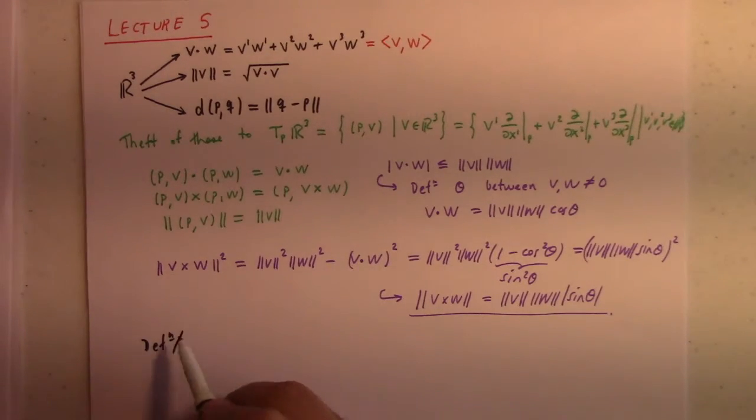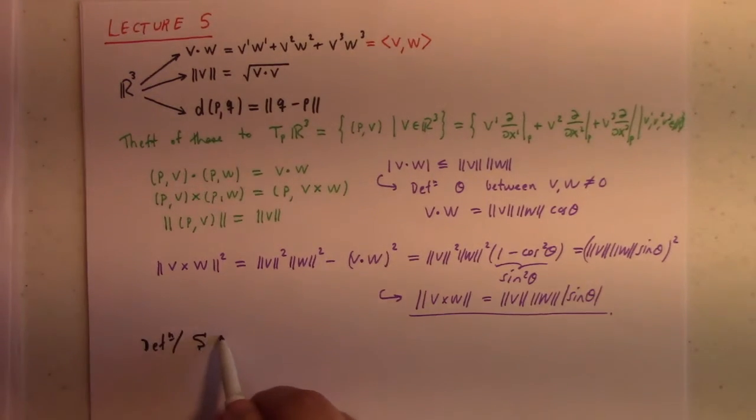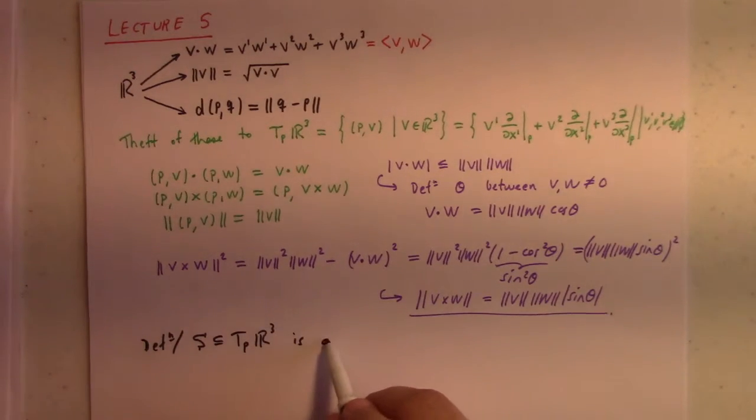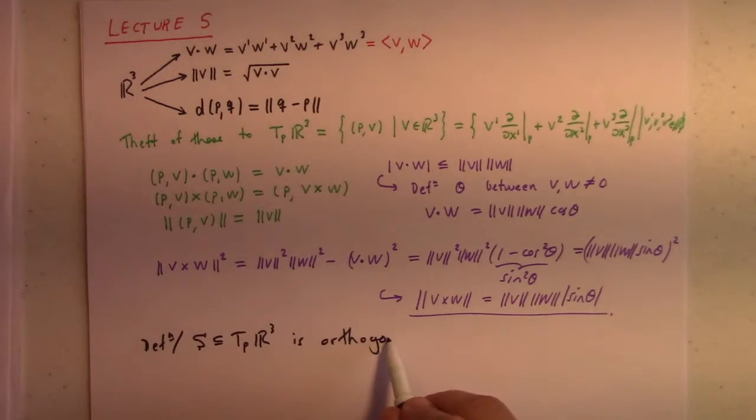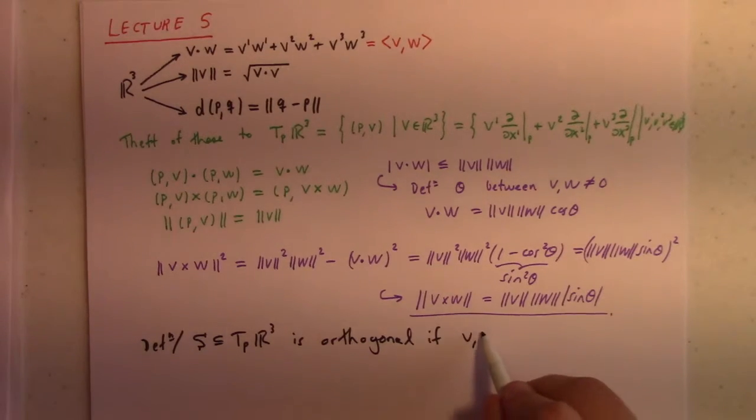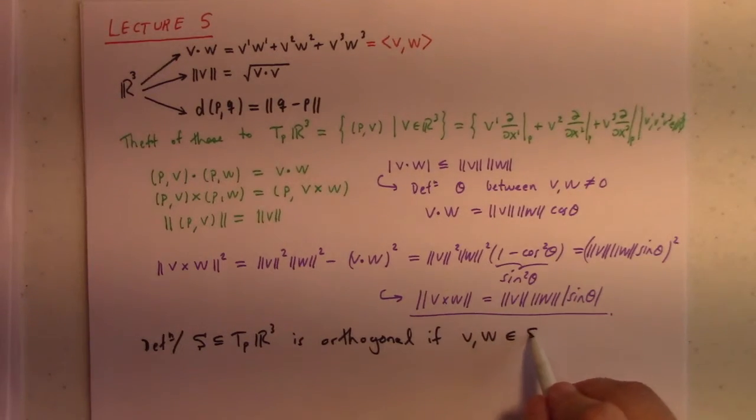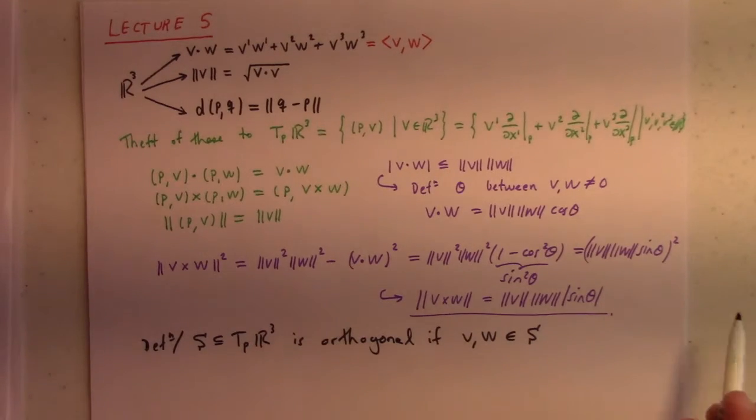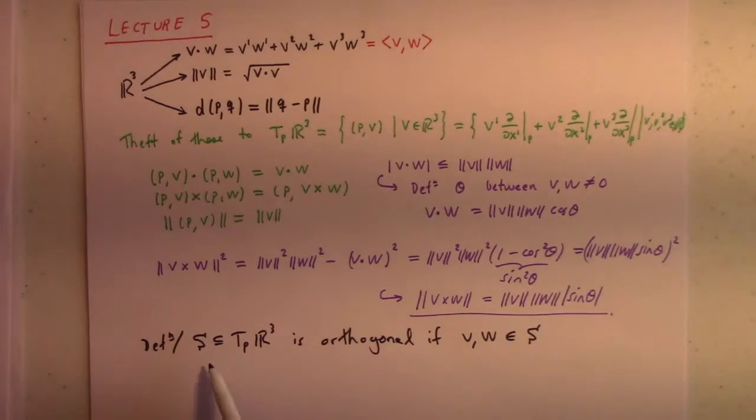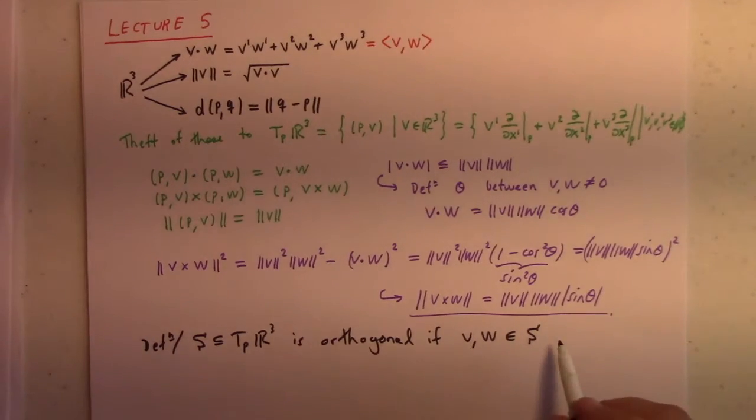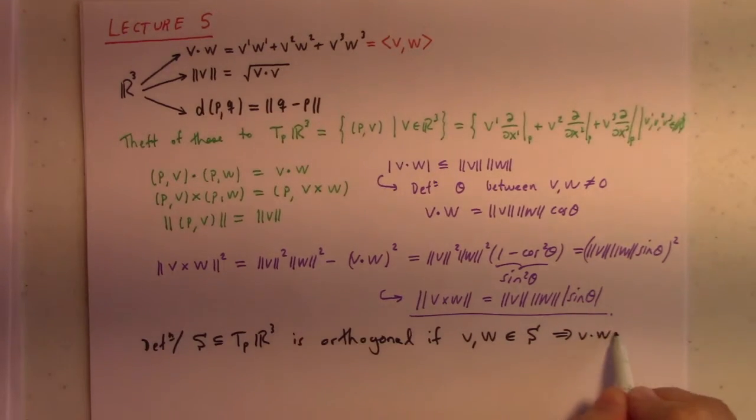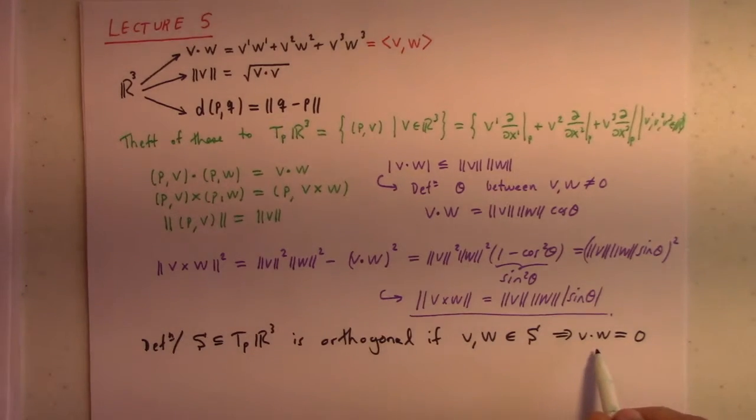Well, a subset S of the tangent space T_P R3 is orthogonal if V and W are in S. So I'm hiding the point of application. It's not written in stone that we have to write the point of application when we're working here. The fact that I've told you that we're there, I feel is enough. Anyway, so V and W in S implies that V dot W is equal to 0. So that makes V and W orthogonal vectors, all right?